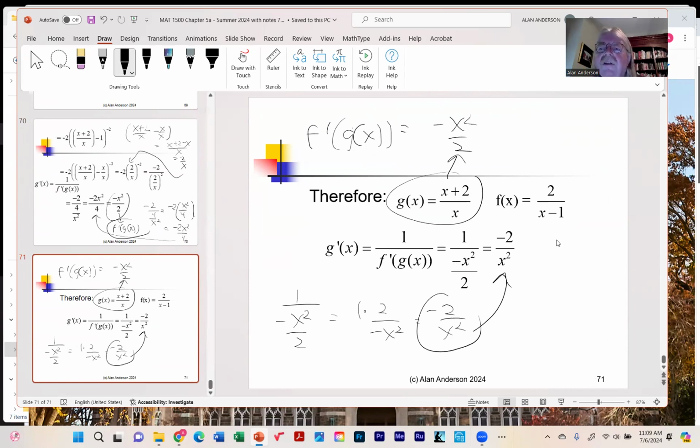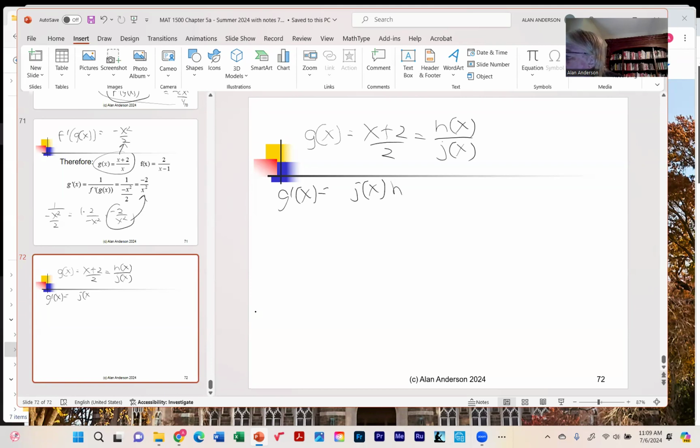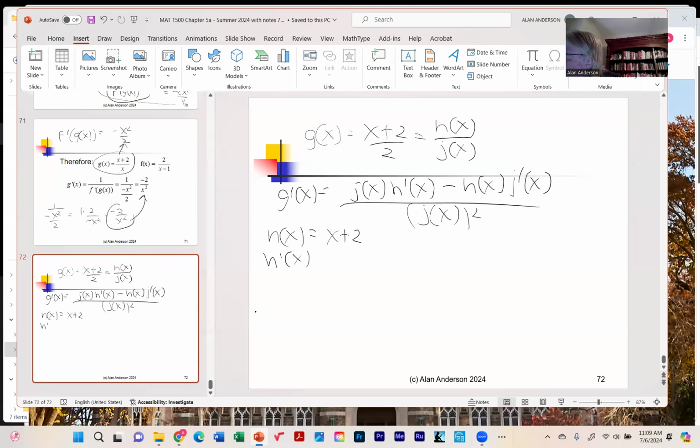Now, what if we had just gone ahead and said, let's just use the quotient rule. In a case like this, it actually might have been quicker. Okay, let's just try that. Why not? So if we started out with g of x as (x plus 2) over x, this can be thought of as a ratio. Let's call these h of x and j of x. So h of x is x plus 2. H prime of x is 1. J of x is 2. J prime of x is 0. So there'll be a lot of simplifications here.